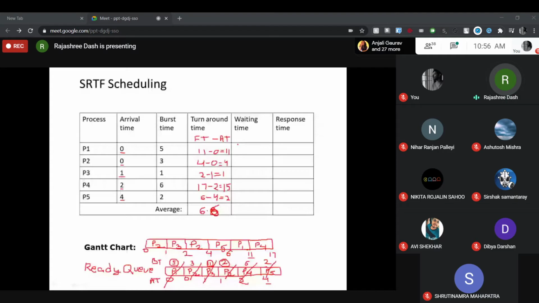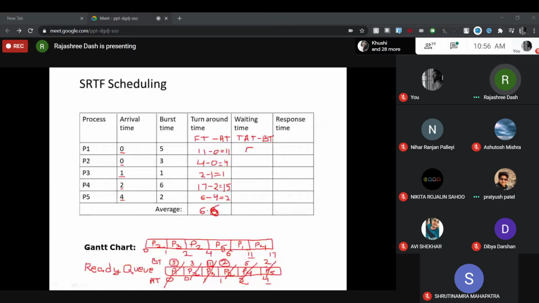Now let's find out the waiting time. Same as before, the turnaround time minus the burst time. So now tell me, what will be the waiting time for P1? 6. 11 minus 5, that is 6.